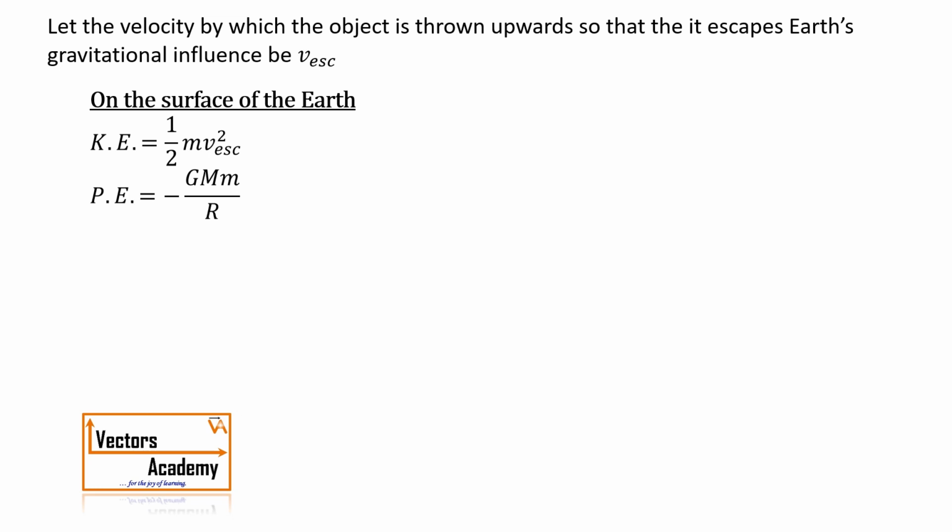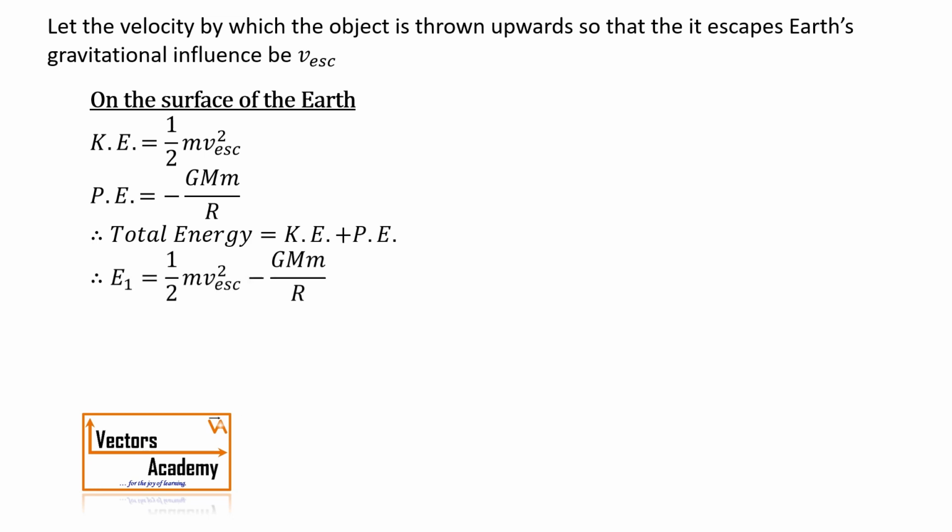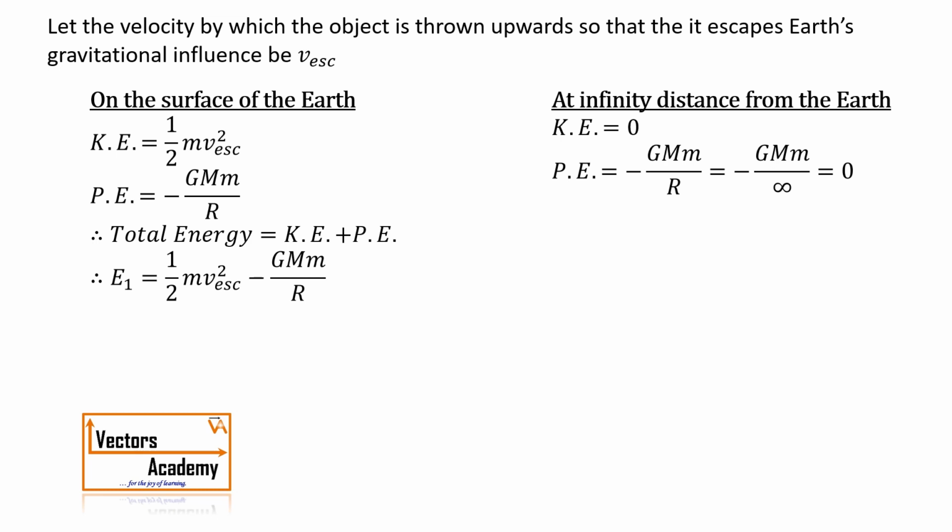Now, we know that total energy is equal to kinetic energy plus the potential energy, and hence we'll get an expression. If we consider the same object to be at infinity distance from the earth, then as no gravitation acts on the object, the kinetic energy is 0. The potential energy, you can see the formula, r is the distance of the object from the center of the earth, that is infinity, and anything upon infinity is 0, and hence the total energy comes out to be 0.